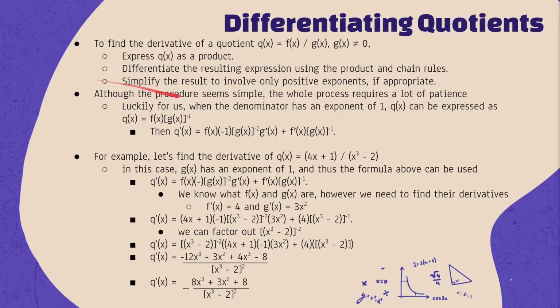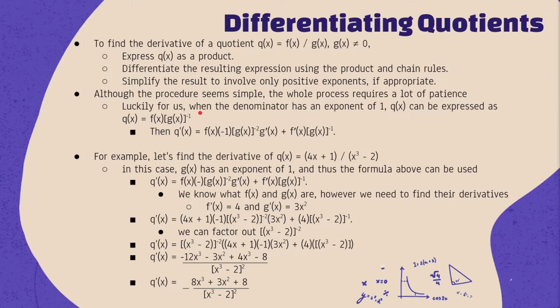So again, although this procedure seems very simple, I can reassure you already, it is a lot of work. You will have to be patient and you'll have to be very careful, because if you make any mistakes along the way, you will not get the right answer. So luckily for us, there's a special case. As with almost everything in math, mathematicians have discovered that if a quotient has a denominator with an exponent of 1, q of x can be expressed as the following, right?